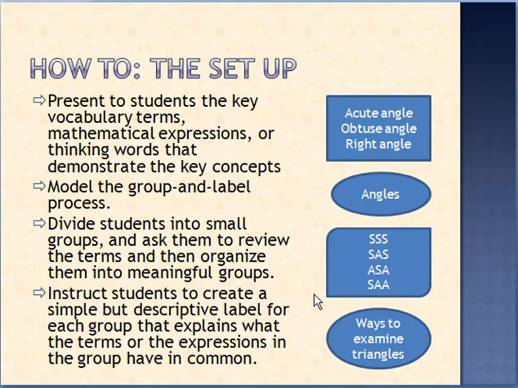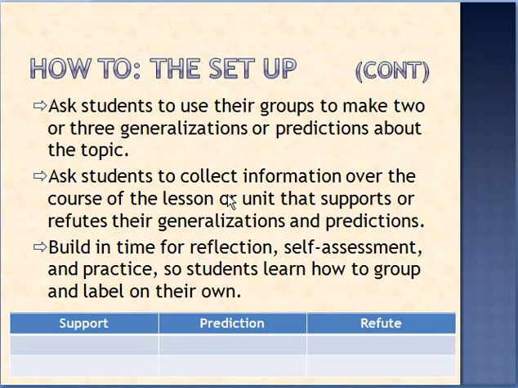After students group those terms, they are asked to create a descriptive label for each group that explains what those terms have in common. After students present their groupings and labelings, and the teacher helps them explain or clear up some misconceptions, students are asked to make 2 or 3 generalizations or predictions based on their groupings and labelings. What do they think that topic or unit can be about, and what kind of generalizations can be made about it?